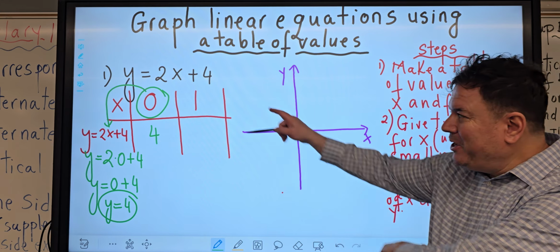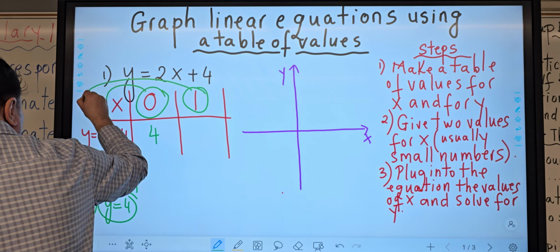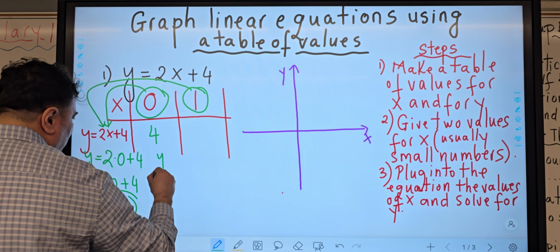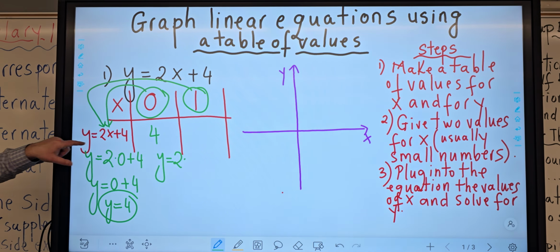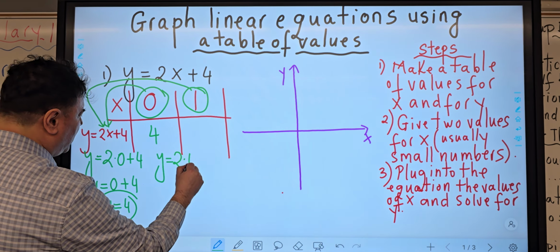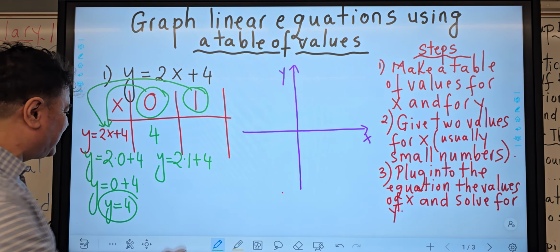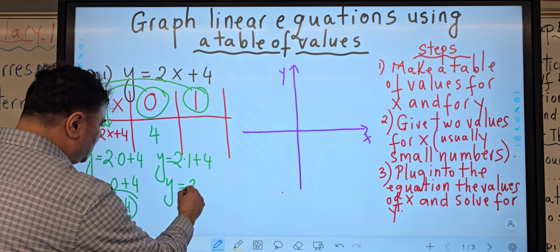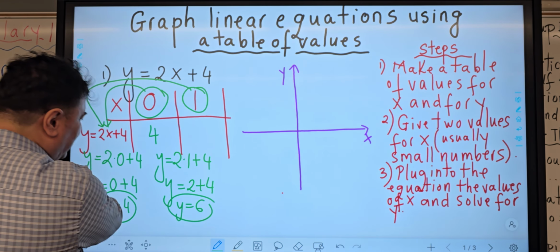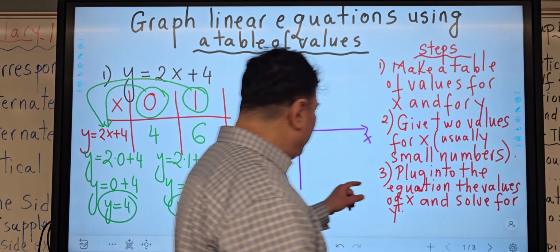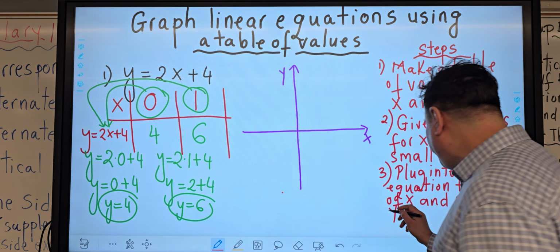Next, let's plug in the 1. Let's plug in 1 for x. So let's circle 1 and draw an arrow to the x. And then we are going to solve for y. So we have y equals 2 times x, but x is 1. And then plus 4. 2 times 1 is 2. 2 plus 4 is 6. So y equals 2 plus 4, or y equals 6. That's it. Y equals 6. So we are done with step number 3. Let's continue with step number 4.